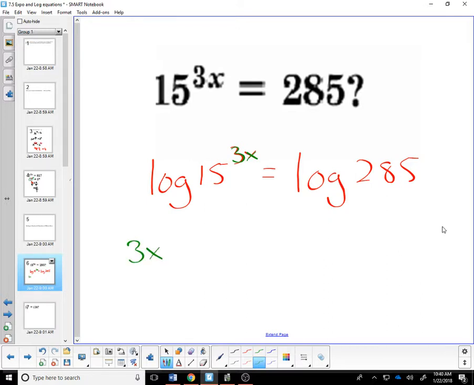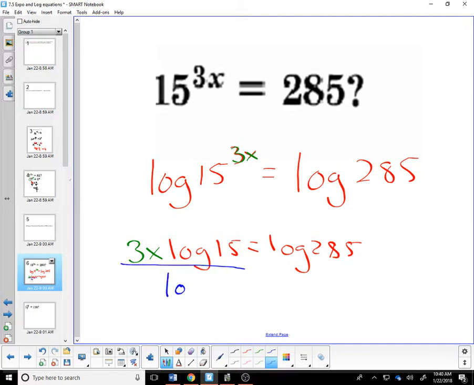So now that becomes 3 times x times the log of 15 is equal to the log of 285. And what am I trying to do? What is the objective of trying to solve an equation? To find the x, or the unknown. In this case, it's x. What's happening to x? Being multiplied by the log. So how do I undo multiplication? Division. So I'm going to divide by the log of 15. Is that the only thing that's being multiplied? No, and the 3. So I'm going to divide by 3 times the log of 15 to both sides.